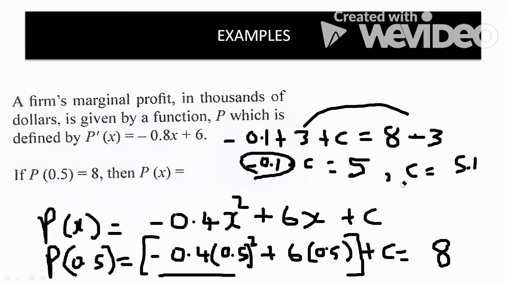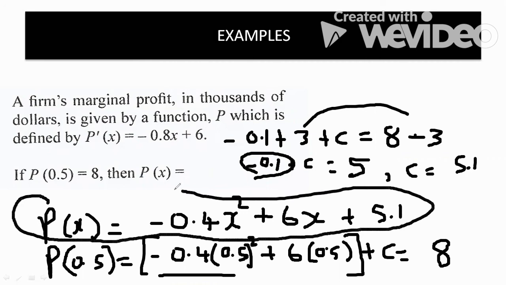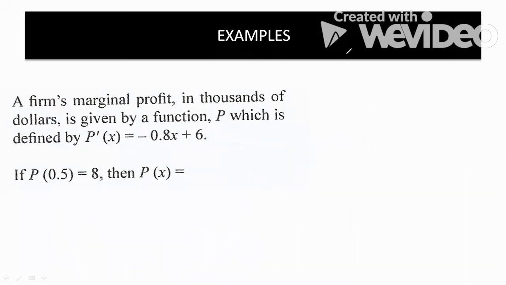So, guys, you see, we just worked out the value of c. So we don't write plus c, we actually write in the actual value, which is 5.1. And this, ladies and gentlemen, what I'm circling, would have been our answer.